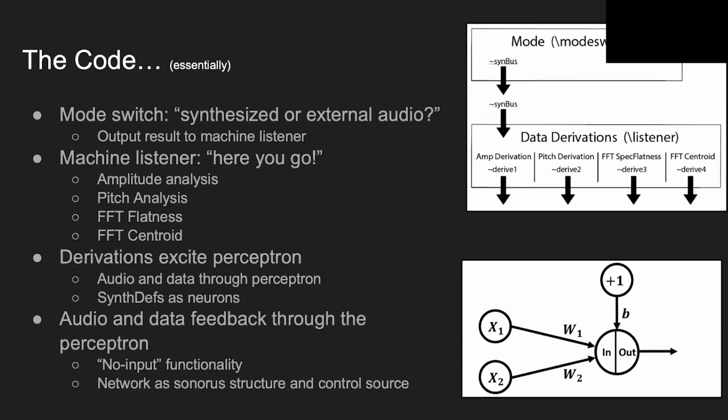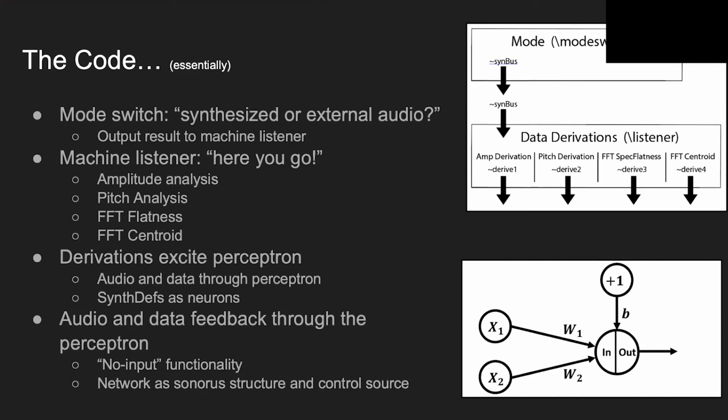This is probably the most bird's eye view of how the code works. It starts with a mode switcher asking, do you want synthesized or externally input audio? This is that far right switch that you saw in the video. From there, it'll output this audio to a machine listening phase. That phase will extract amplitude, pitch, spectral flatness, and spectral centroid from the audio. These derivations excite the perceptron as data and as audio through the neuron architecture.